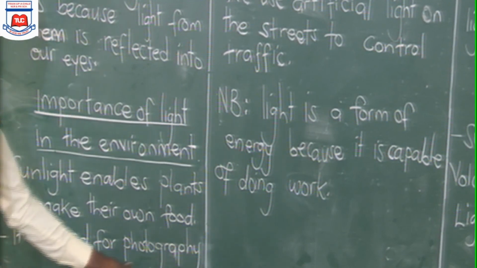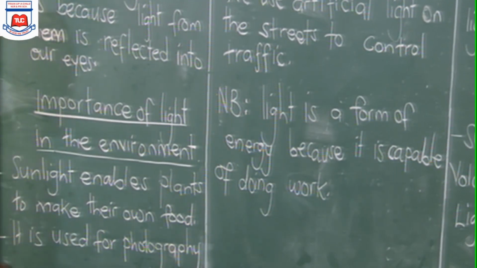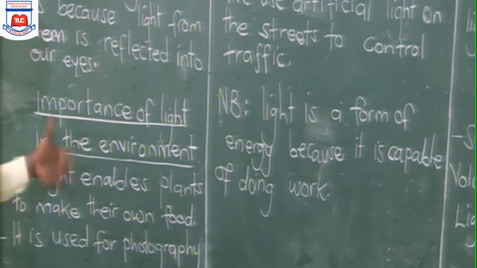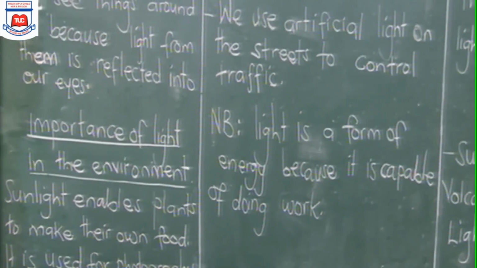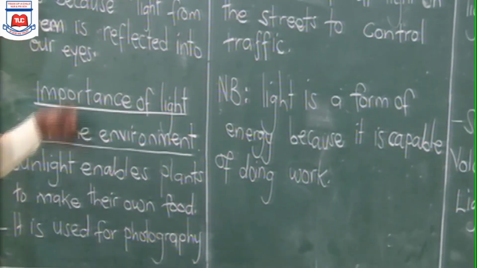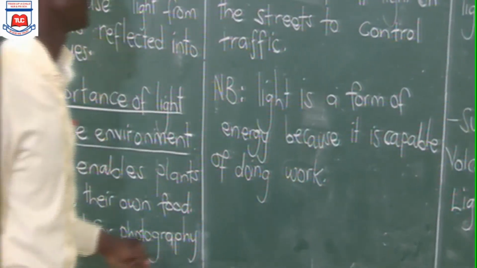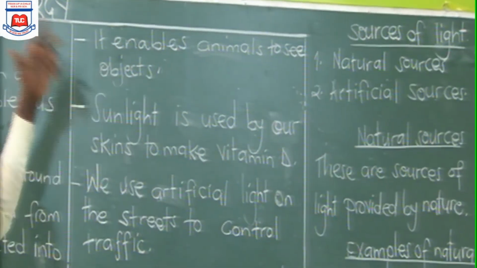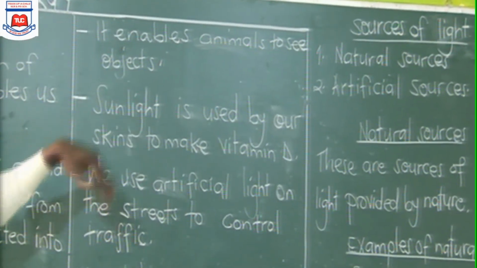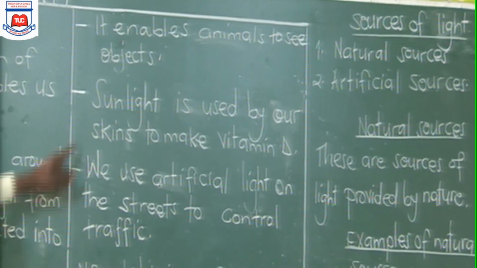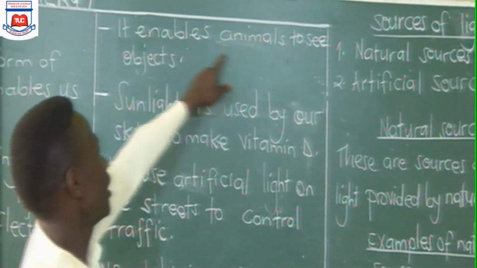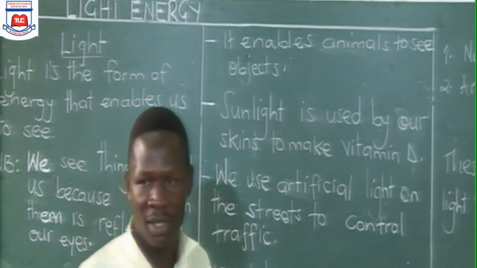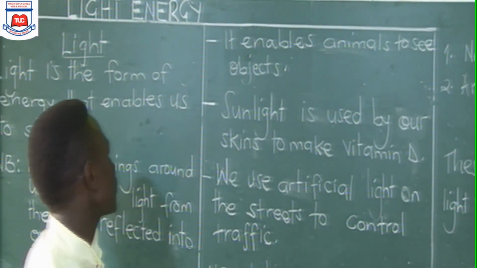It is also used for photography. Light is used during that period of time when people are taking pictures, so we call it photography. Light is needed in that process. It enables animals to see objects, all animals, including a lion, a rabbit, any animal in the environment. It's by the help of the light from the sun that animals are able to see objects around them.